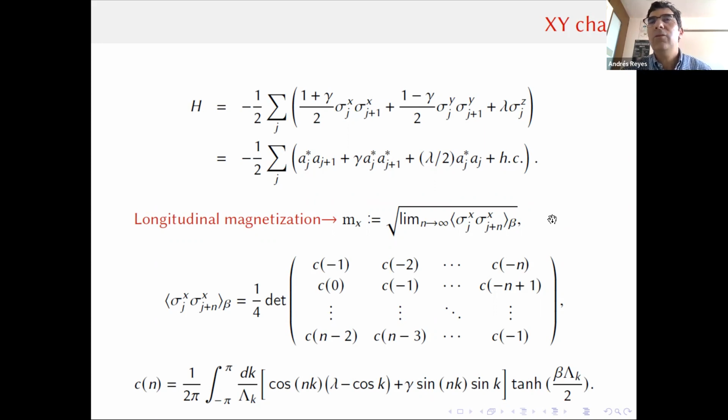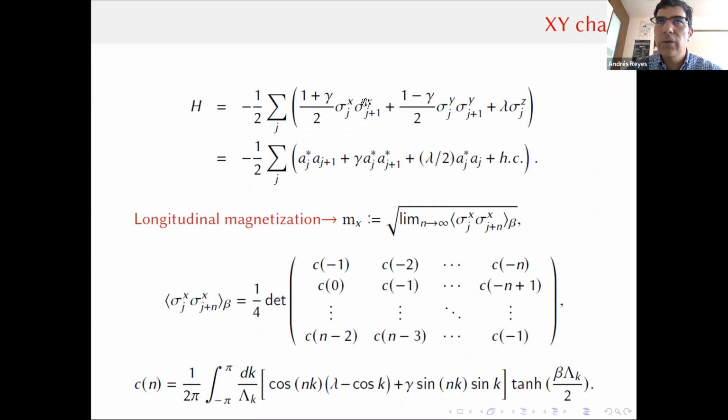This first model is a very well-known one. This is called the XY chain. Here we have a one-dimensional chain of spins which have couplings of this sort. This model was in particular studied by Lieb, Mattis, and Schultz in their paper from the 60s, and there they introduced this way of treating spin Hamiltonians in terms of the Jordan-Wigner transformation. So it is possible to rewrite this Hamiltonian as a fermionic Hamiltonian.